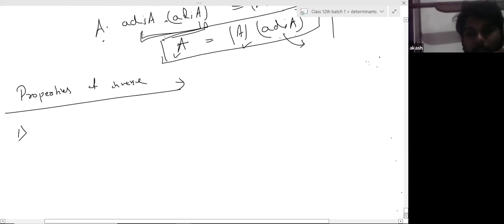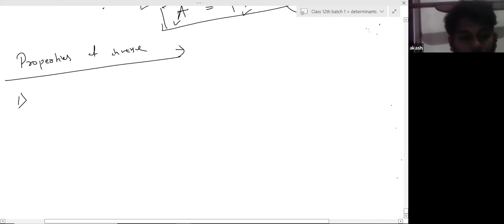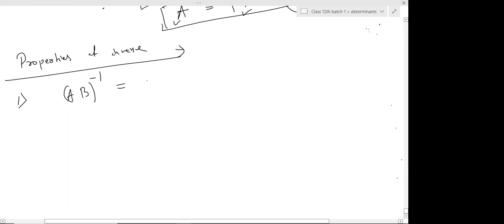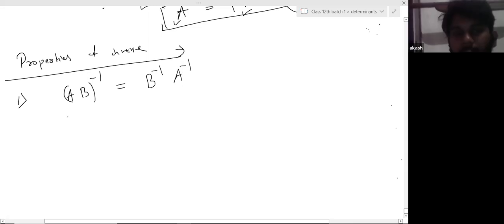So there are a few properties of inverse. The first property I've already told you. Let's solve one question, that is AB inverse. Anyone remembers this? A inverse, B inverse. Right, B inverse and A inverse. If you multiply two matrices and then take the inverse, that would be equal to B inverse multiplied by A inverse. The order will change.